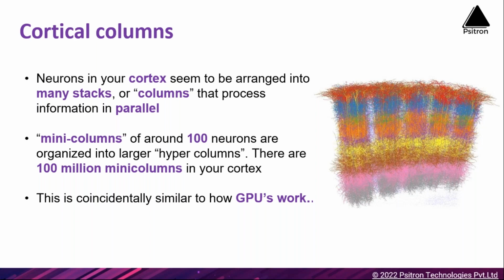Let's say we talk about cortical columns. As the name represents, it's a column representation. Again, there are different types of mini columns. In each and every mini column, you will expect 100 neurons. They are together in a stack.